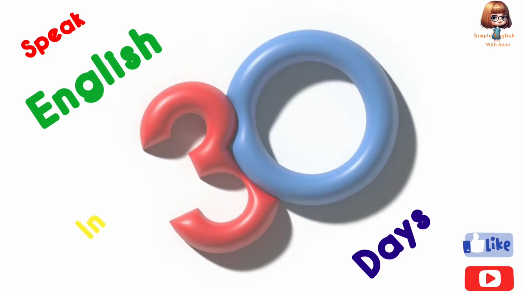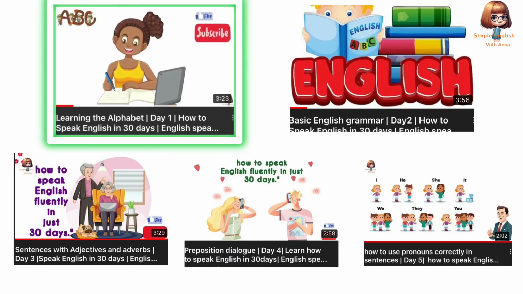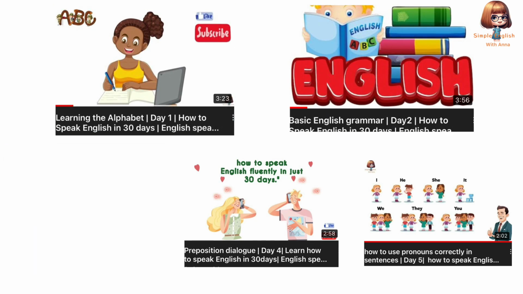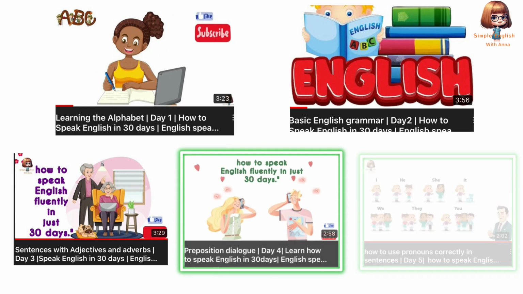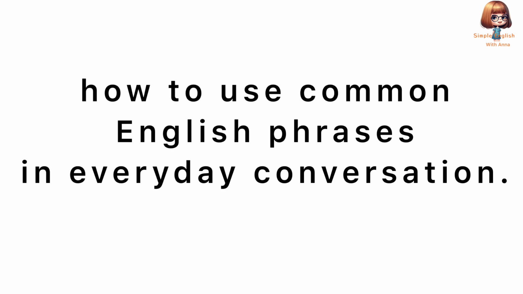In this series, I will teach you how to speak English fluently in just 30 days. In the previous videos, we learned the English alphabet, basic English grammar, adjectives and adverbs, prepositions and pronouns. In this sixth video, we will learn how to use common English phrases in everyday conversation.